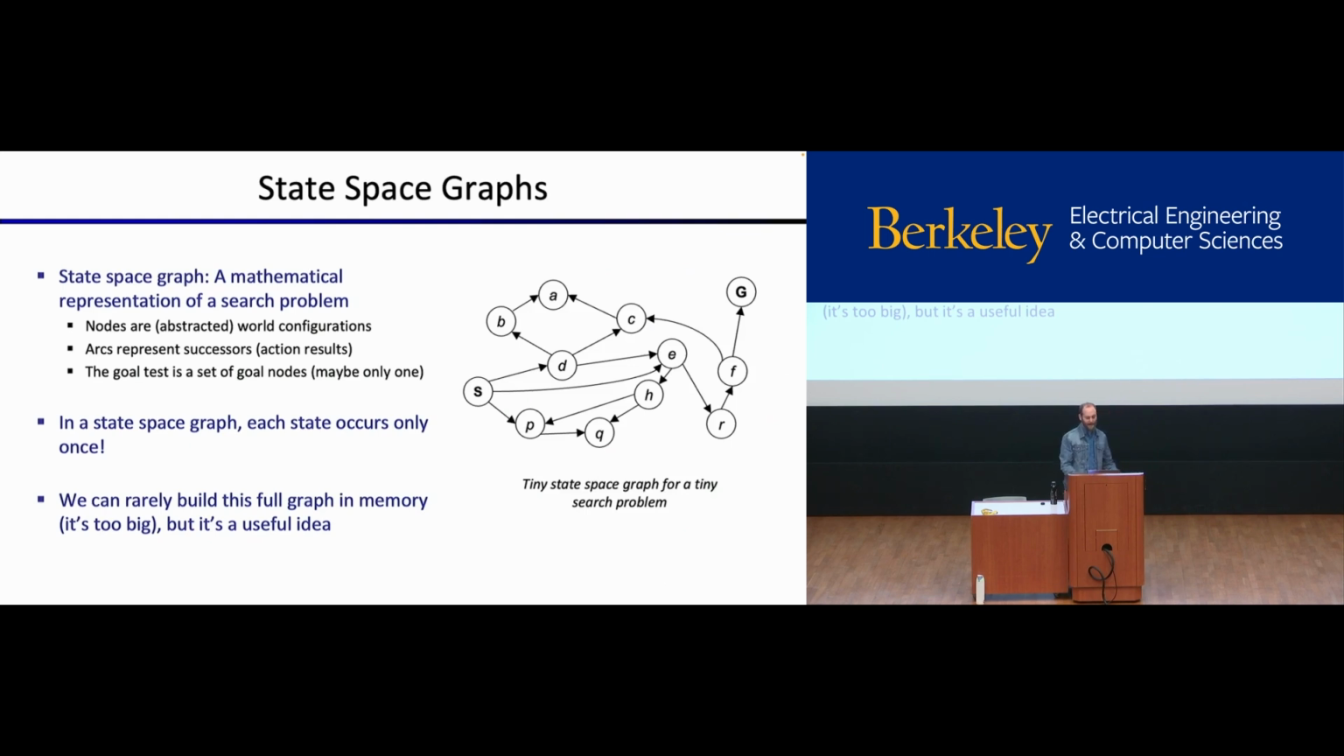Here is a tiny state space graph for a tiny search problem. Here's our start state, there's our goal state. Here are all the different ways we can move around.